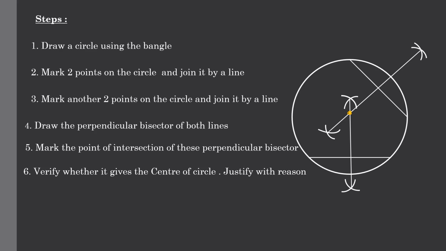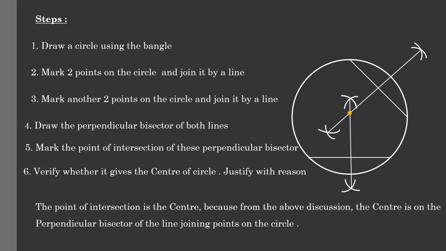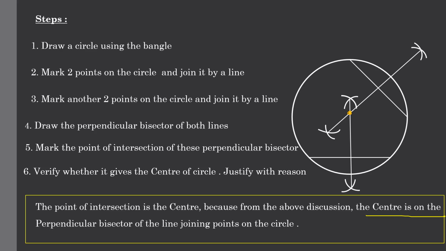Did you get the center? Yes, all of you got the center. So we can say that the point of intersection is the center. The reason is that we have already discussed the center is on the perpendicular bisector of the line joining points on a circle.